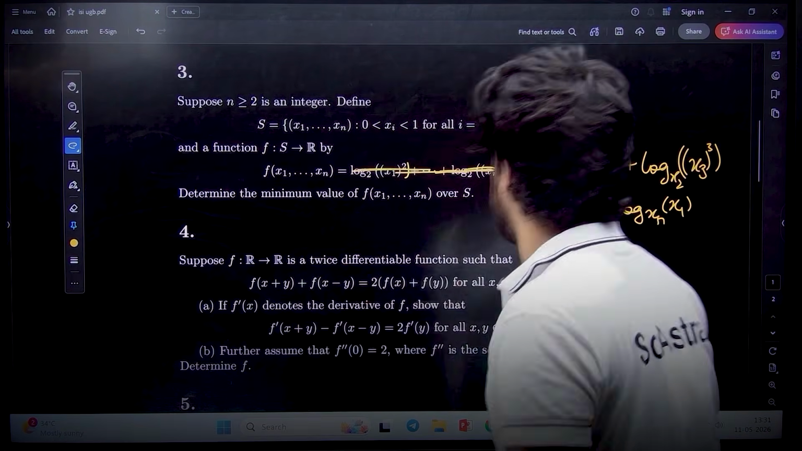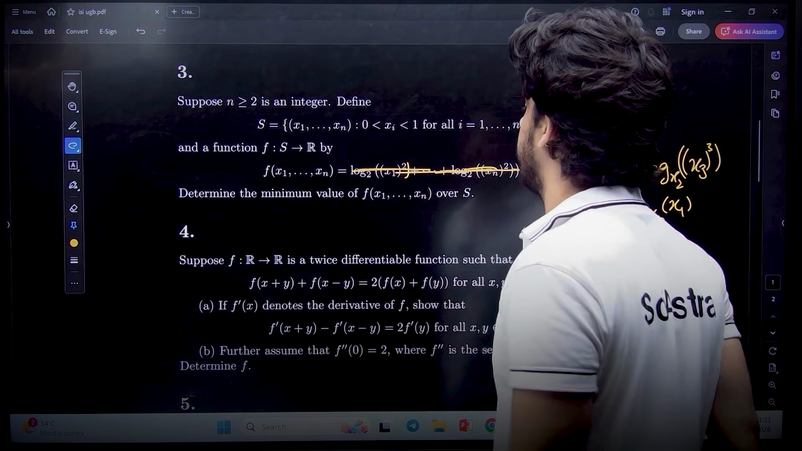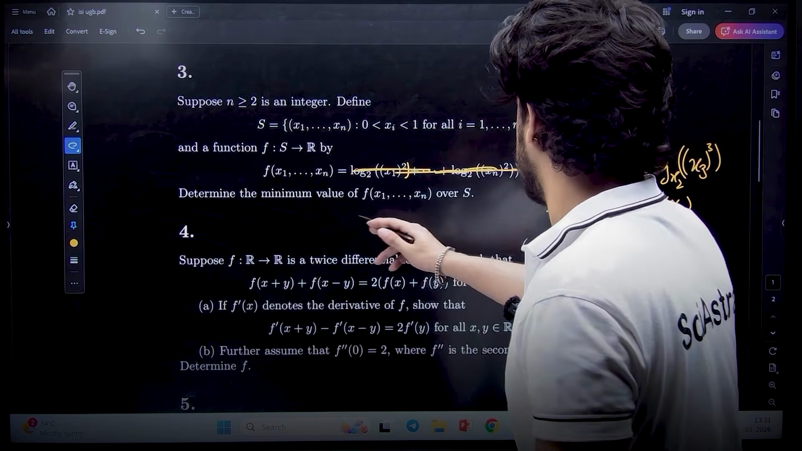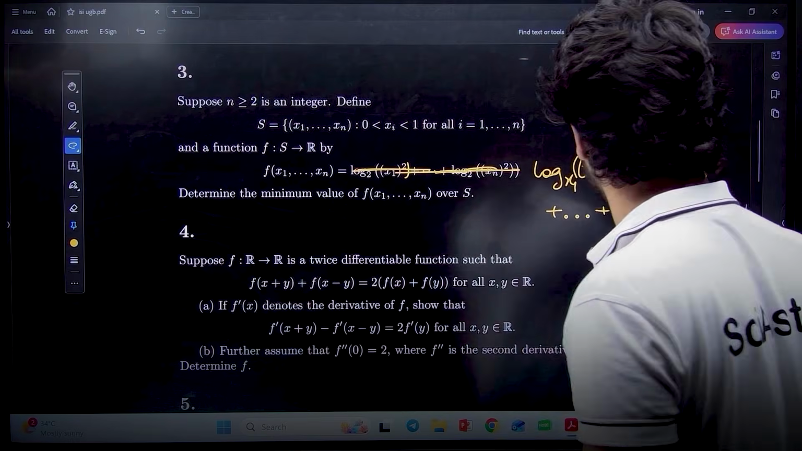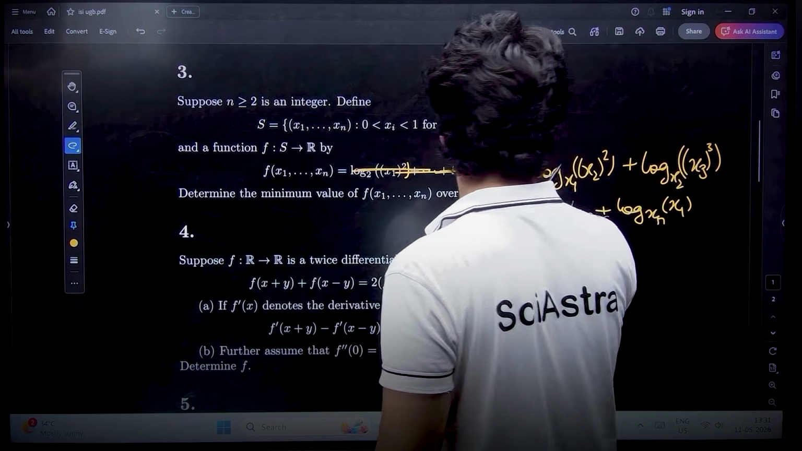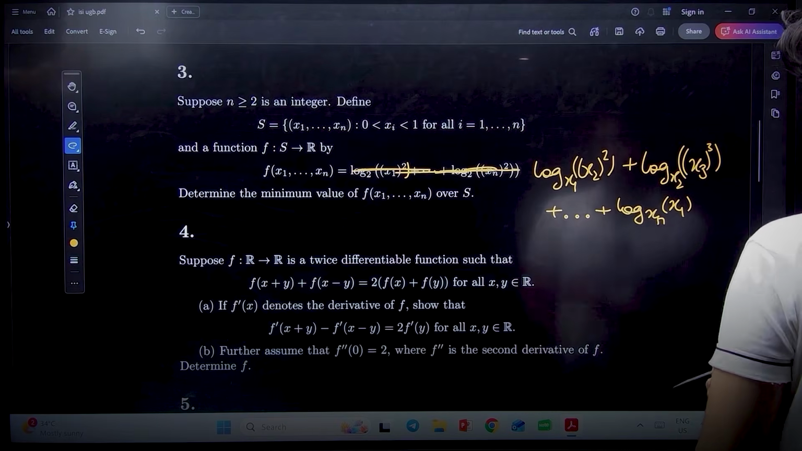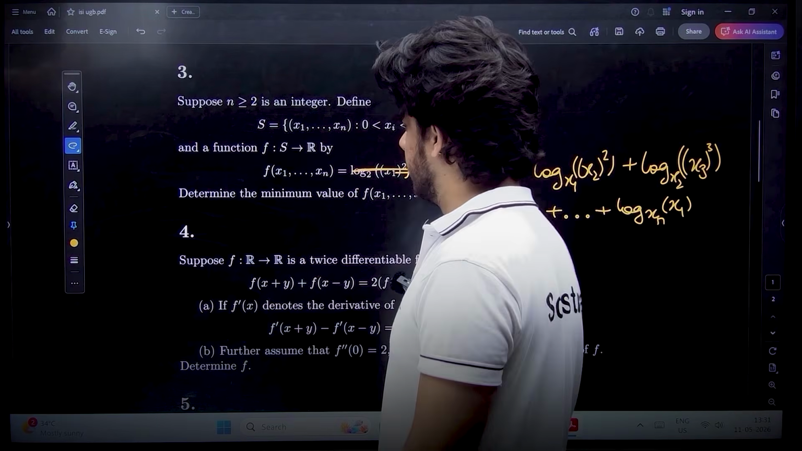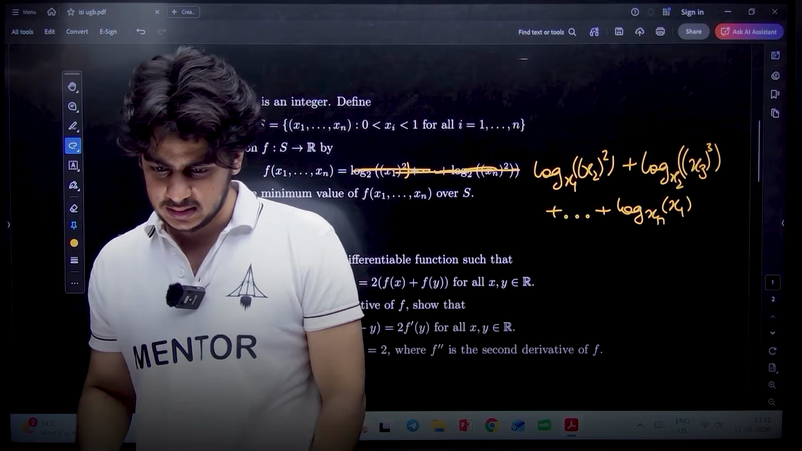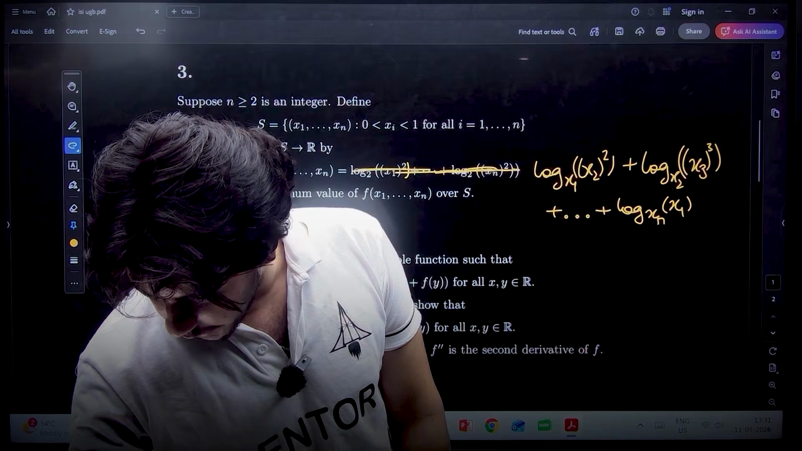Now what you have to do is determine the minimum value of f(x1, ..., xn). This has a small typo, but yeah. Now I have to analyze the difficulty of this problem. This problem is slightly difficult. Why do I say that?